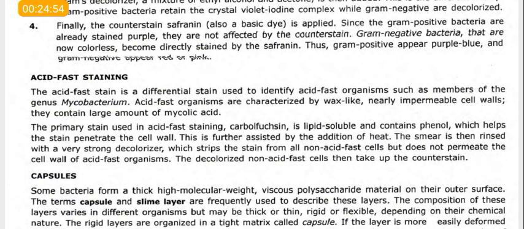The primary stain used in acid-fast staining, the carbol fuchsin reagent we mentioned, is lipid soluble and contains phenol, which helps the stain penetrate the cell wall. This is further assisted by the action of heat. The smear is then rinsed with a very strong decolorizer, which strips the stain from all non-acid-fast cells but does not permeate the cell wall of acid-fast organisms. The decolorized non-acid-fast cells then take up the counterstain.